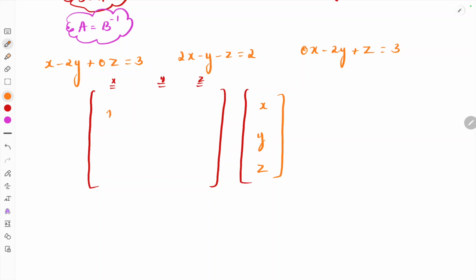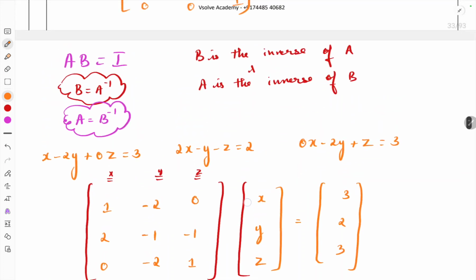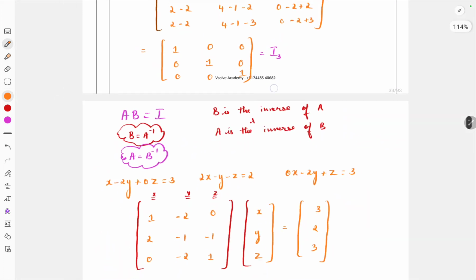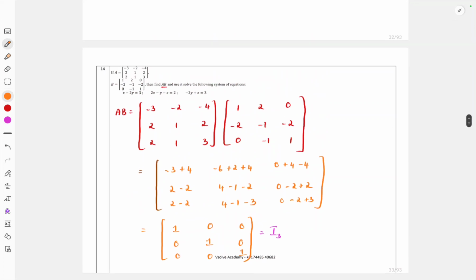So the x coefficients are 1, 2, and 0. For the y coefficients, it is minus 2, minus 1, and minus 2, and for the z coefficients, it is 0, minus 1, and plus 1. So the right side will be equal to 3, 2, 3. Now we have to compare which matrix we got, whether we got matrix A or matrix B.